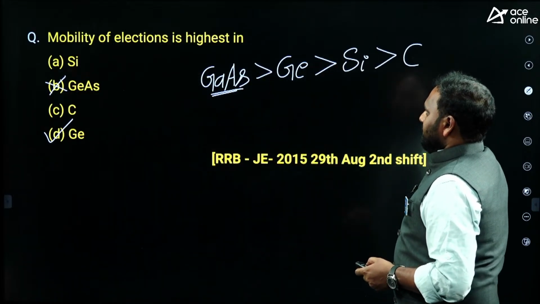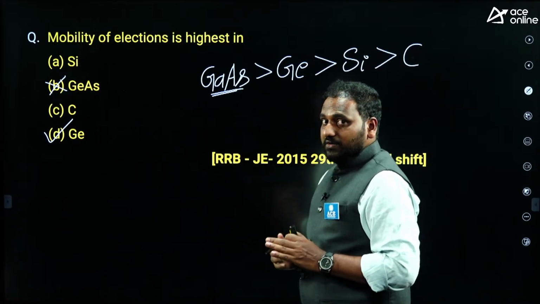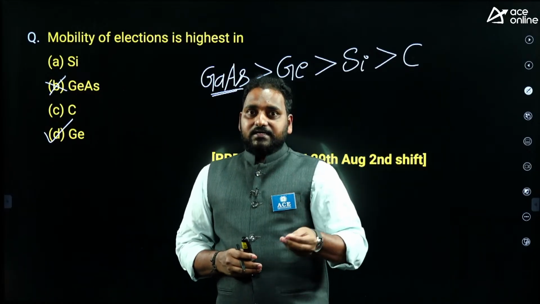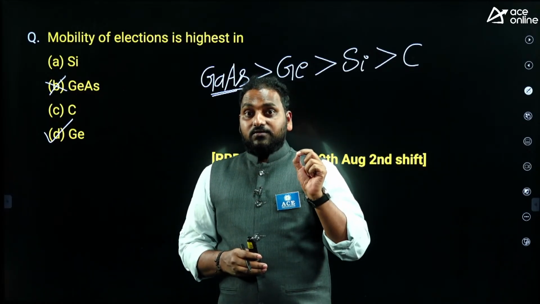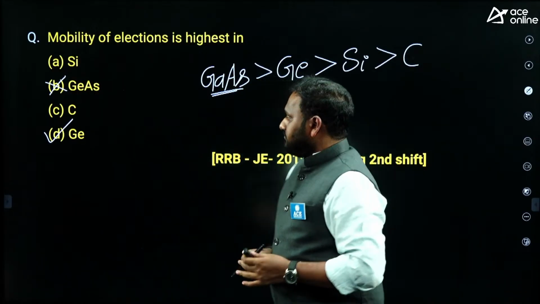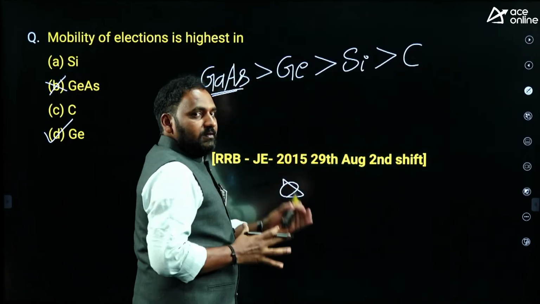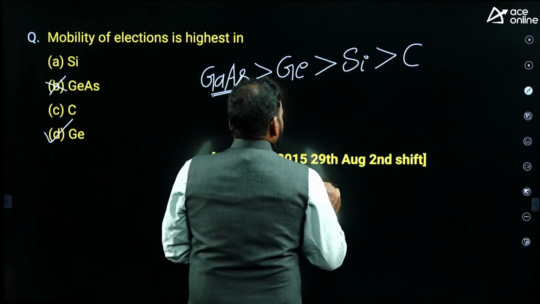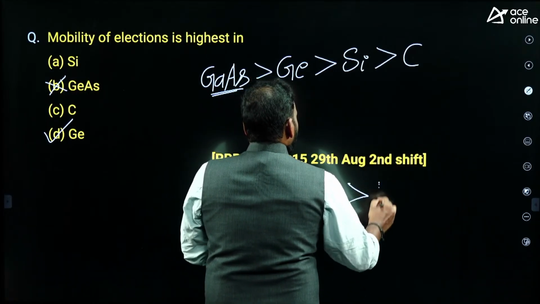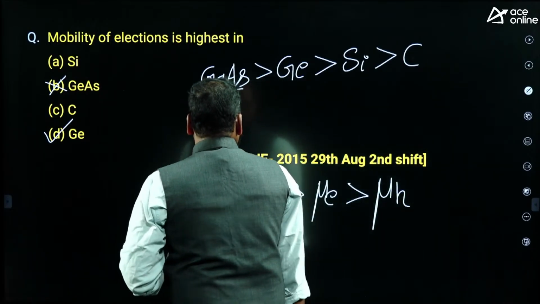Again, mobility of electrons and holes, do you remember? We have discussed this concept by taking the table, taking the average values. I have given that mobility of electron is greater than hole by 2.5 times average value, right? So extra information: in generally any material, mobility of electrons is always greater than mobility of holes.